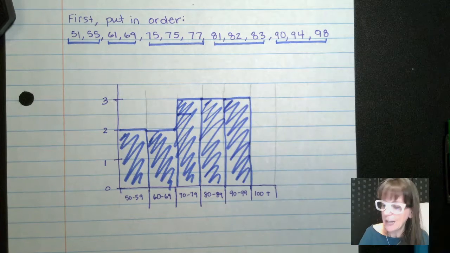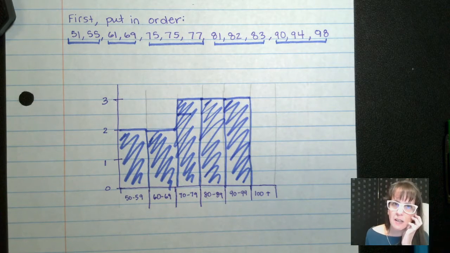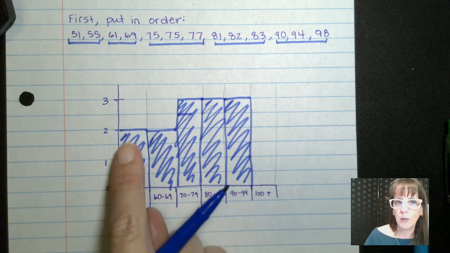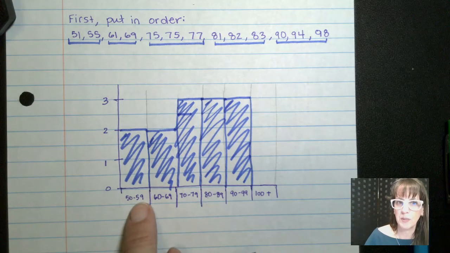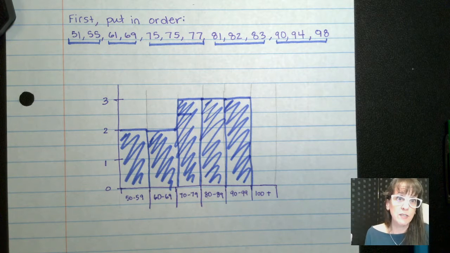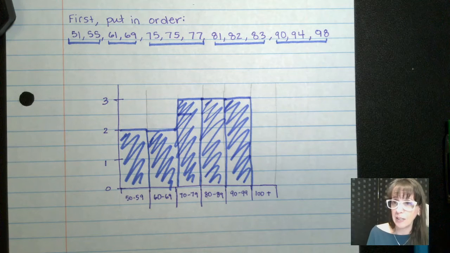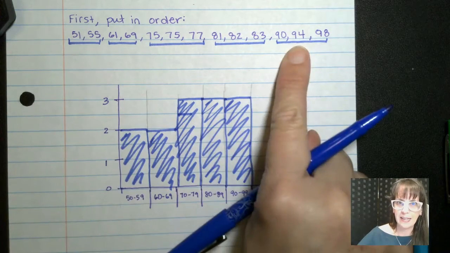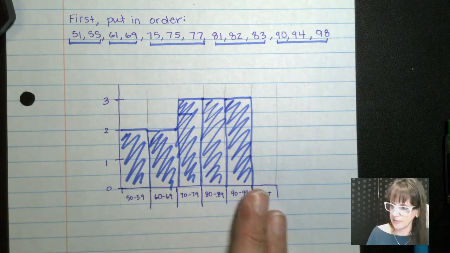But again, the reason I showed you this is because this is not a helpful way if you are provided a histogram and you see, okay, we have 2 test scores that are between 50 and 59. We don't know what those test scores are. They could be 50, they could both be 50, they could both be 59. You don't know unless you're provided the data. So this is just a good way to visualize data.